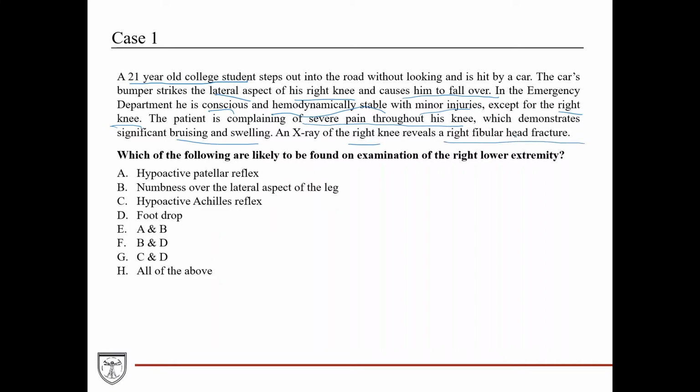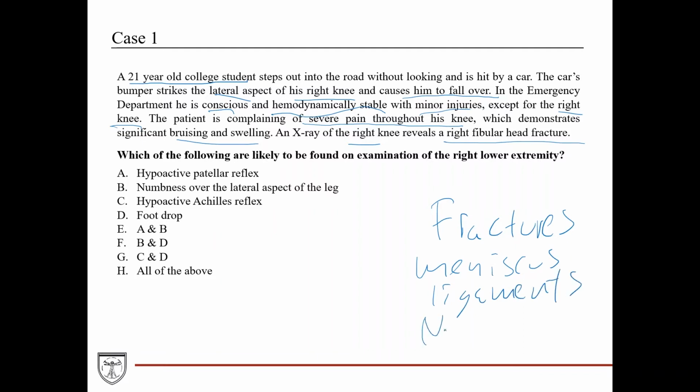The fibula is on the lateral aspect of the leg. Fibular head right there is definitely in a prime position to get nailed by a blunt force trauma to the right side of the knee. So again, the big things are fractures with knee injuries, meniscus, ligaments, nerve injuries, and then blood vessels.